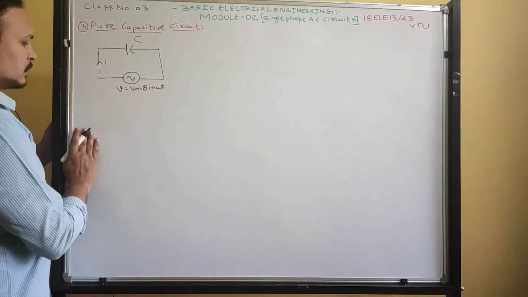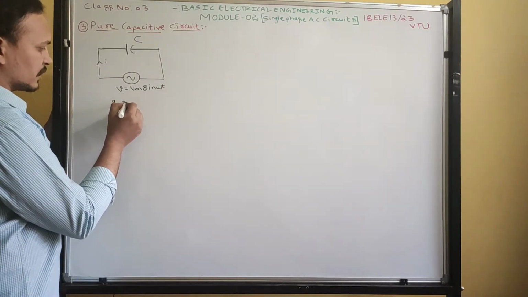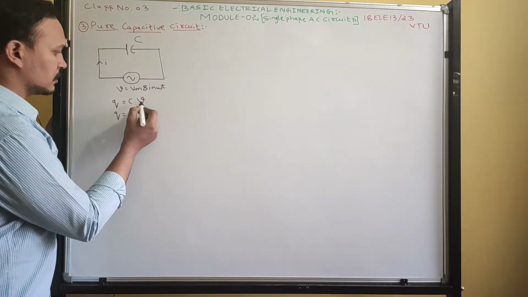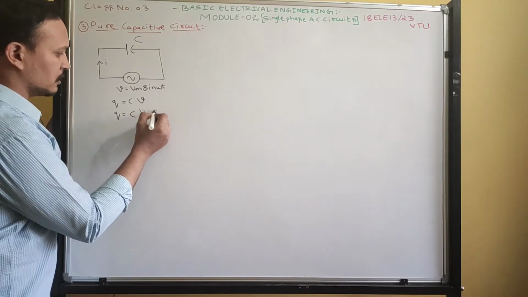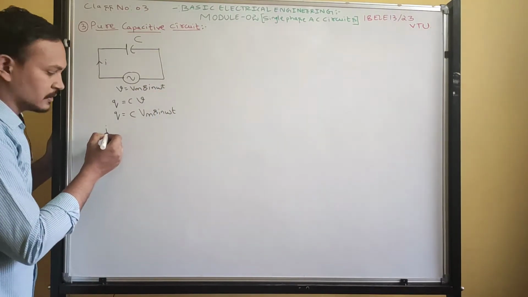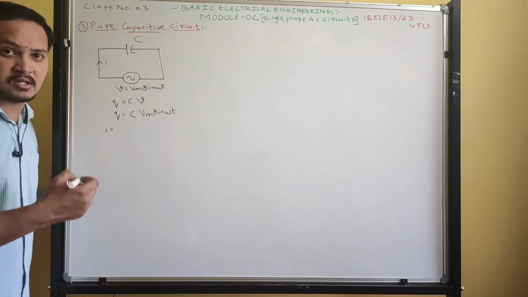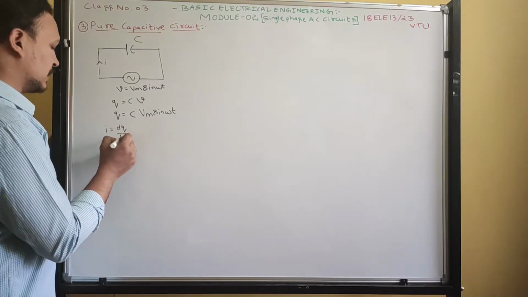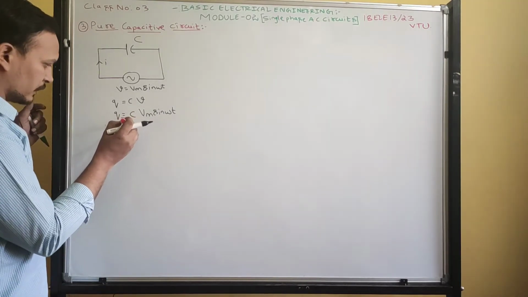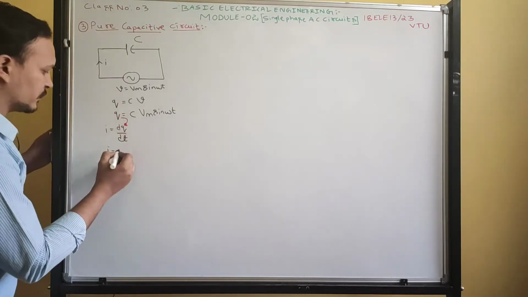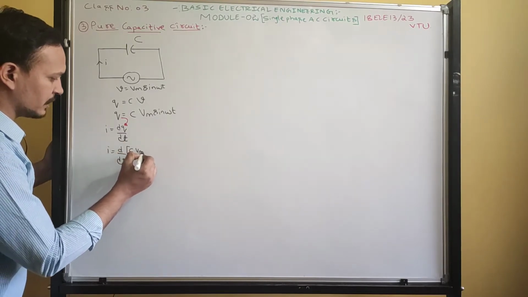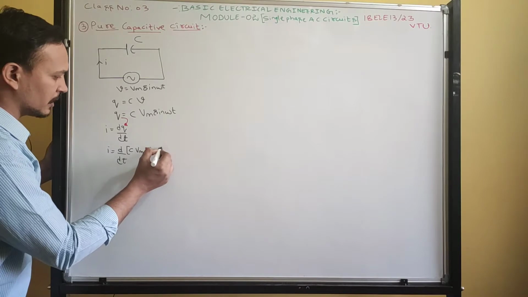So we know the basics, the instantaneous charge can be written as Q is equal to C into V. Now Q is equal to C, substitute V in this equation. What is V? Vm sin omega t. Now we know the definition of current: rate of flow of charge is nothing but current. I is equal to dq by dt. Now substitute the value of Q here. Therefore, we can write I is equal to d by dt of, what is Q? C into Vm into sin omega t.